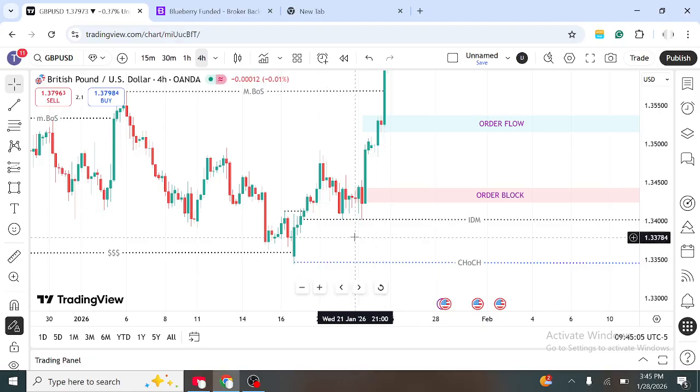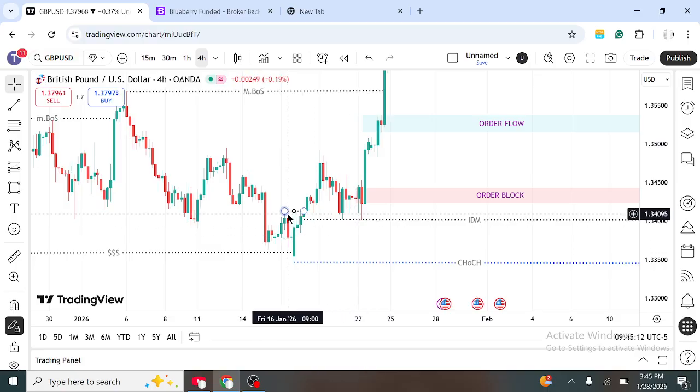So in this case, everything is perfect. We have our change of character here, we have the inducement here. All right, price didn't come into the order flow that we have, so we have this double bottom here.